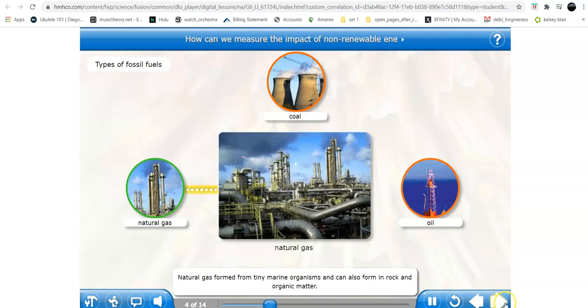Natural gas formed from tiny marine organisms and can also form in rock and organic matter. When natural gas is burned, its heat can fuel stoves, water heaters, and furnaces to warm homes. It's also used to generate electricity.